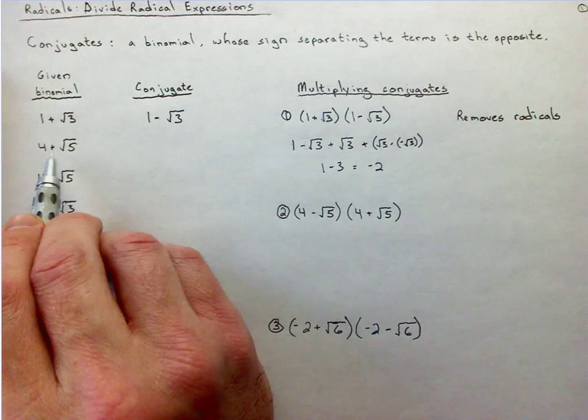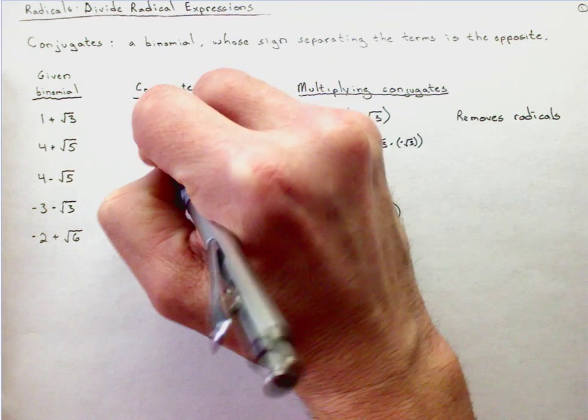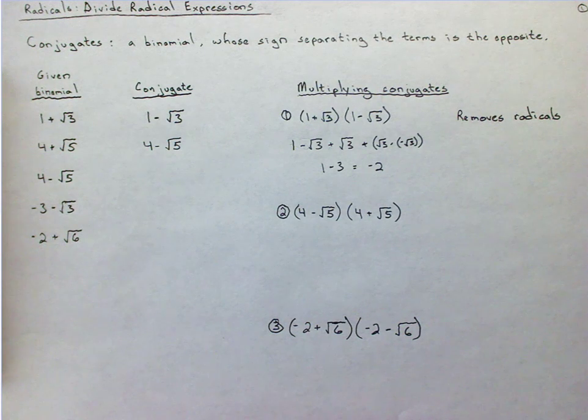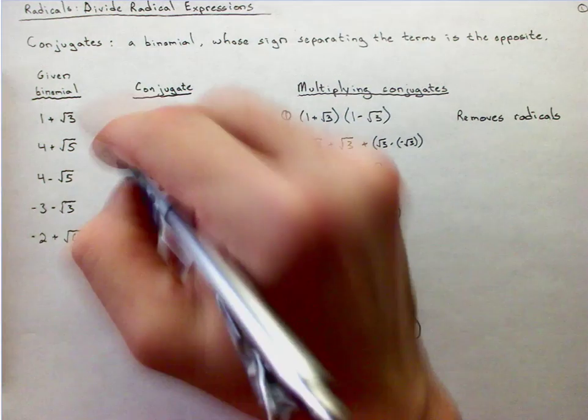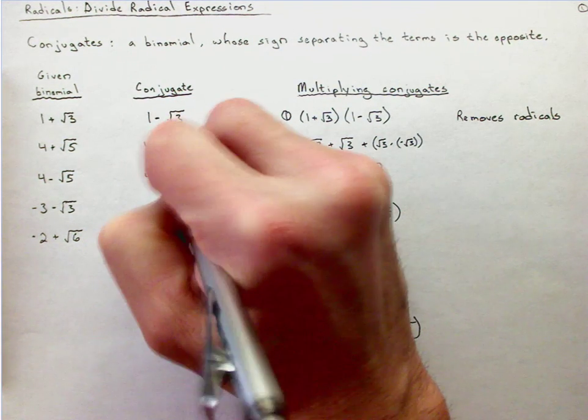Here I have 4 plus the square root of 5. The conjugate is 4 minus the square root of 5. Okay, pause the video and go ahead and answer what the remaining given binomials' conjugates are. Alright, this one is 4 plus the square root of 5.